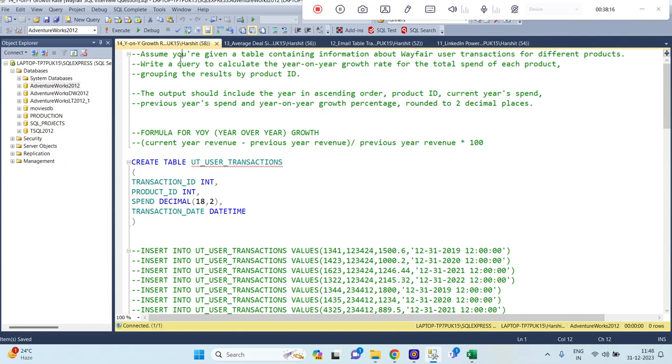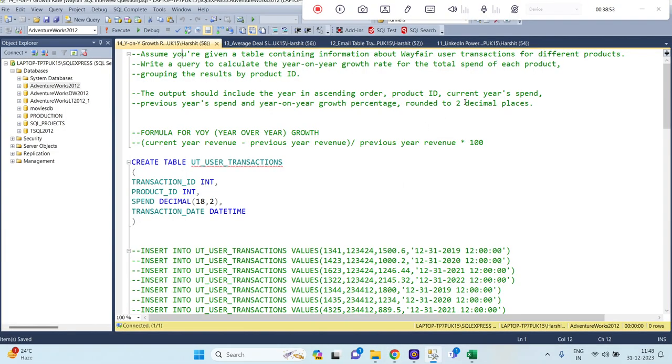Assume you are given a table containing information about Wayfair user transactions for different products. Write a query to calculate the year-over-year growth rate for the total spend on each product, grouping the results by product ID. The output should include the year in ascending order, product ID, then current year spend and previous year spend and year-on-year growth percentage.